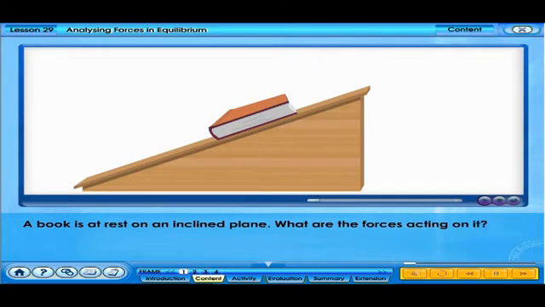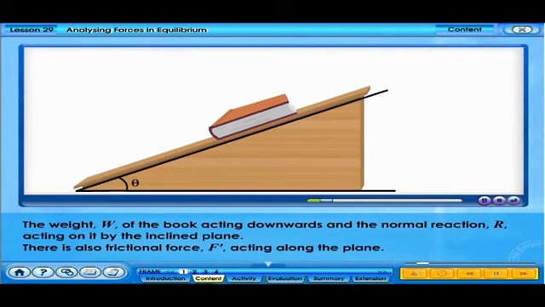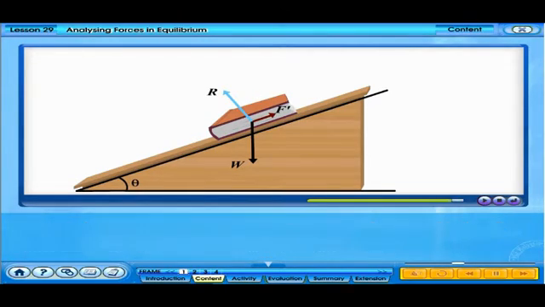A book is at rest on an inclined plane. What are the forces acting on it? The weight W of the book acting vertically downwards and the normal reaction R acting on it by the inclined plane. There is also frictional force F prime acting along the plane. Why doesn't the book slide down?